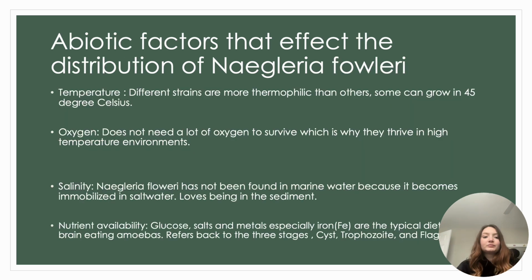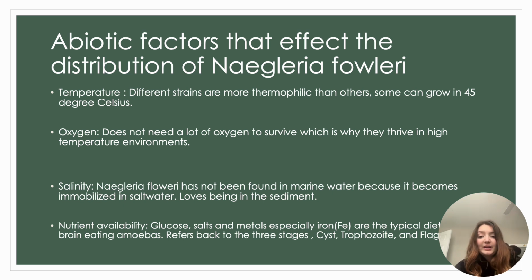Abiotic factors that affect the distribution of Naegleria fowleri. One being temperature. There are different strains that are more thermophilic than others, and some can grow in up to 45 degrees Celsius. Oxygen. They actually don't need a lot of oxygen to survive, which is why they thrive in high temperature environments.